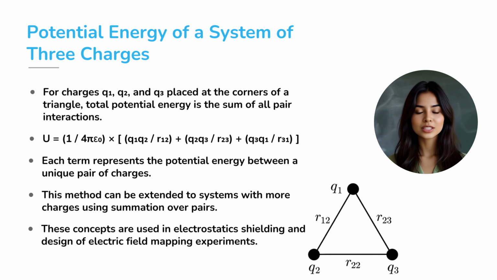Now, what if we take three charges, say Q1, Q2, and Q3, and place them at the corners of a triangle? To calculate the total energy stored, we consider every unique pair and their interaction. So the total potential energy becomes U equals 1 by 4 pi epsilon naught multiplied by open bracket Q1 into Q2 over R12 plus Q2 into Q3 over R23 plus Q3 into Q1 over R31 close bracket. Here R12, R23 and R31 are the distances between each pair. As you can see in the diagram, we have a triangle showing the three charges and the distances labeled between each. This pairwise method is simple yet powerful, and it forms the basis for calculating energy in much larger systems.